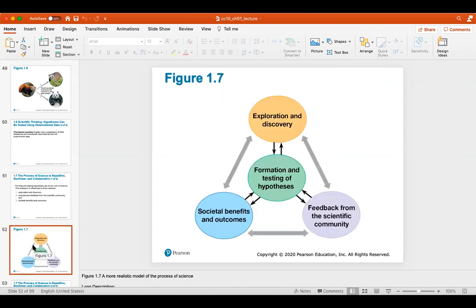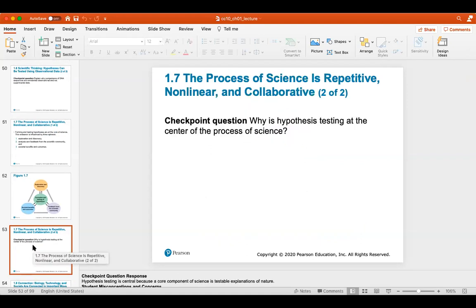So this is a more realistic model of the process of science, showing how all three spheres are working together, using hypotheses to form and test theories, but looking at how they benefit society, how other explorations and discoveries will affect these hypotheses, and other feedback from the scientific community.